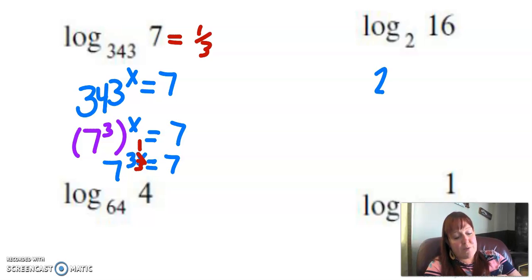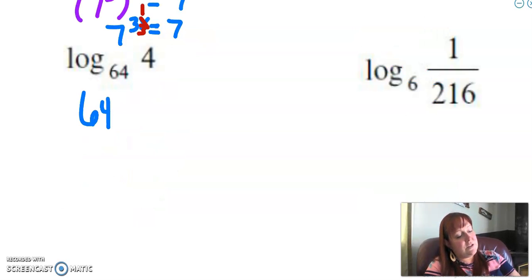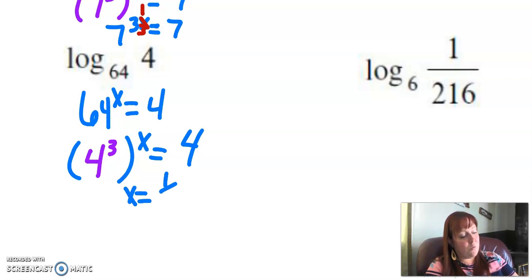All right, what exponent do I need on 2 to get to 16? Well, that would be 4. What exponent do I need on 64 to get to 4? Well, again, it's not a fraction, so it's not going to be a negative exponent, so I can just switch 64 to be 4 to the 3rd, to the x equals 4. And then what does x have to be so that gives us just plain 4? Well, x is going to have to be 1/3. So log base 64 of 4 is 1/3.